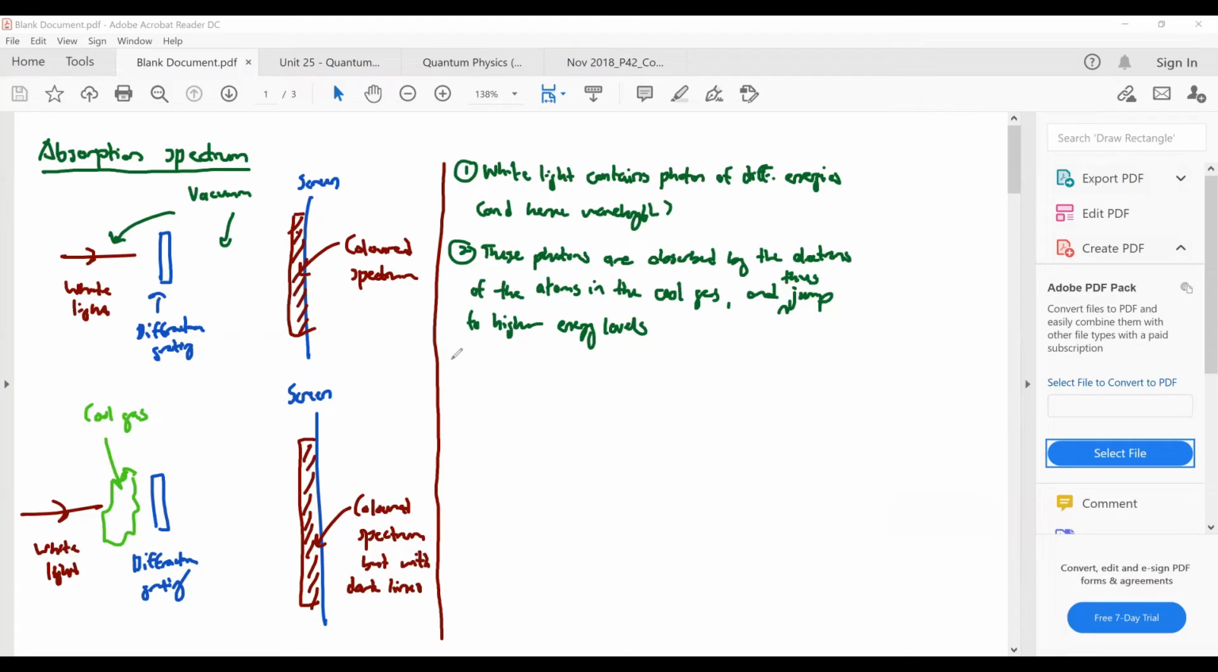Okay, so as I mentioned to you, these electrons, once they jump to a higher energy level, they're not stable. They will have to jump back down eventually, right? So the electrons will drop back to lower energy levels, re-emitting the photons. And this part is the important part.